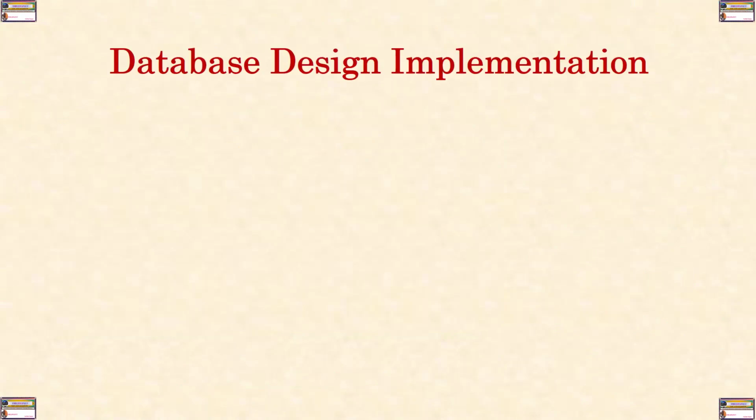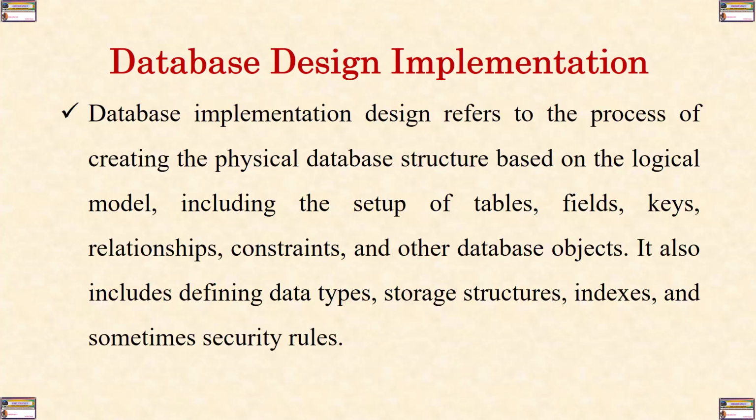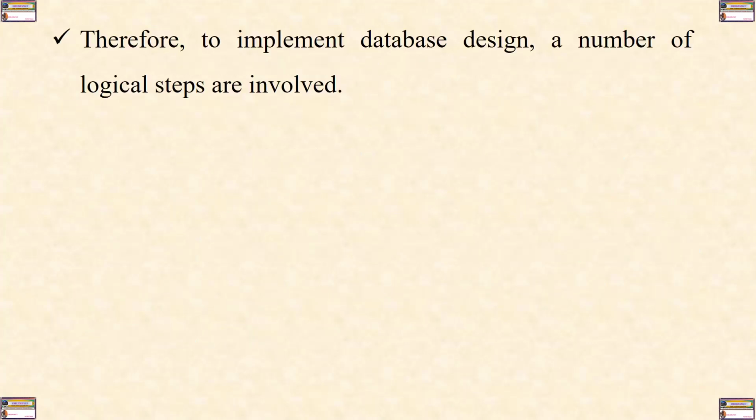Let's commence by asking ourselves, what is database design implementation? Database implementation design refers to the process of creating the physical database structure based on the logical model, including the setup of tables, the fields, keys, relationships, constraints, and other database objects. It also includes defining data types, the storage structures, the indexes, and sometimes security rules.